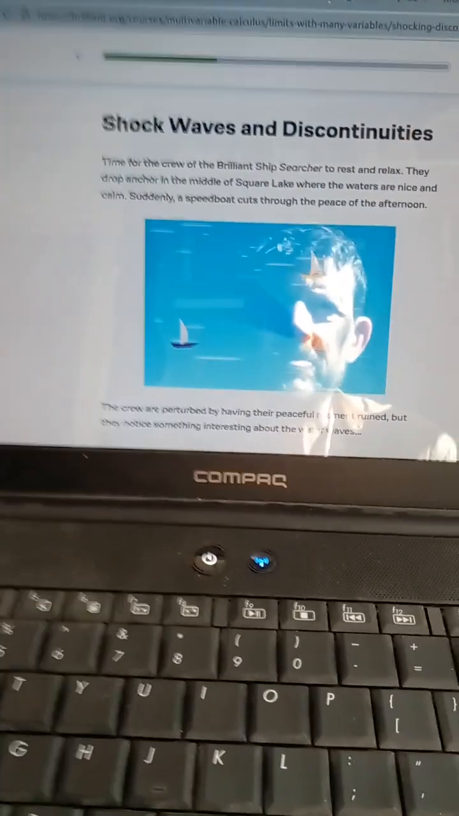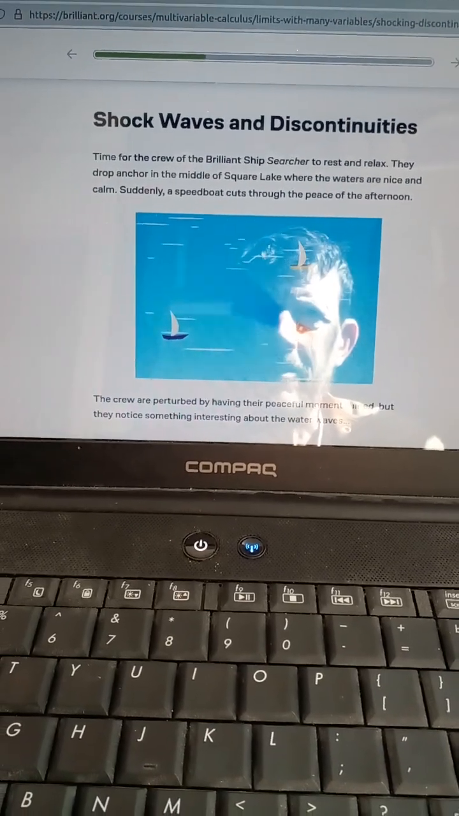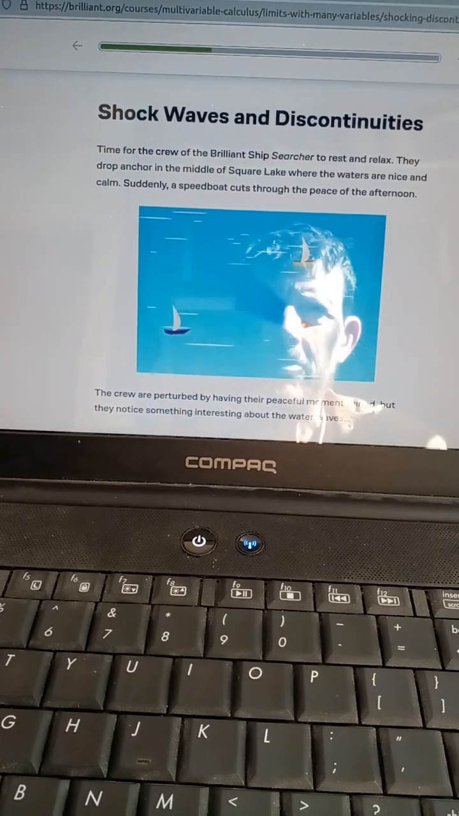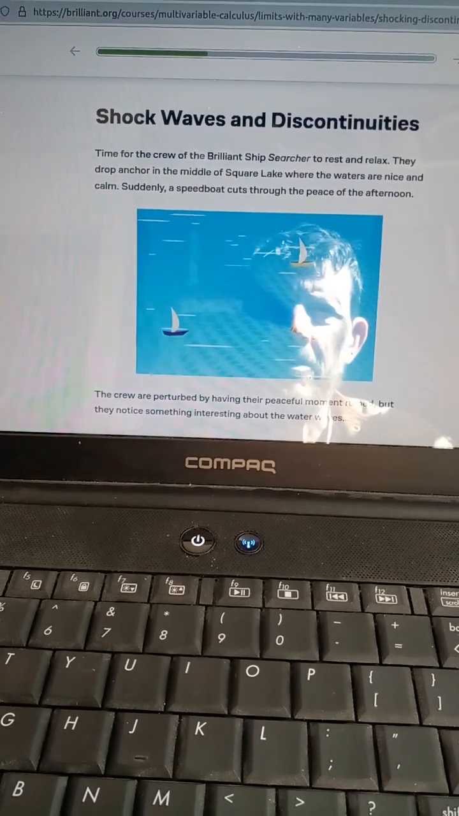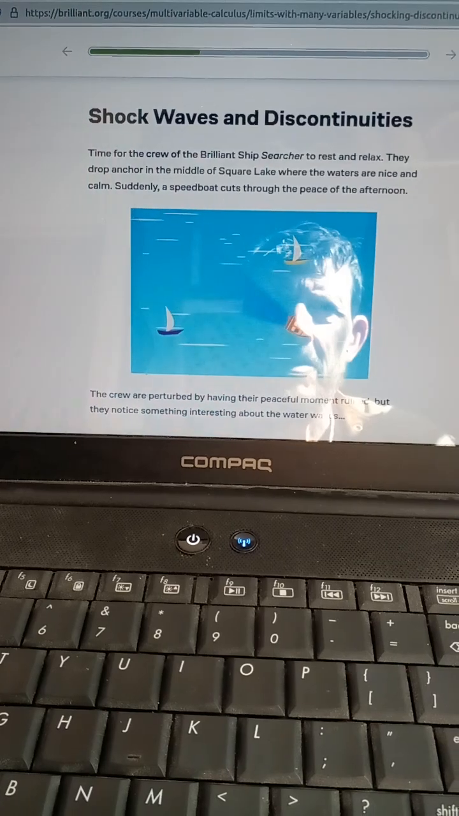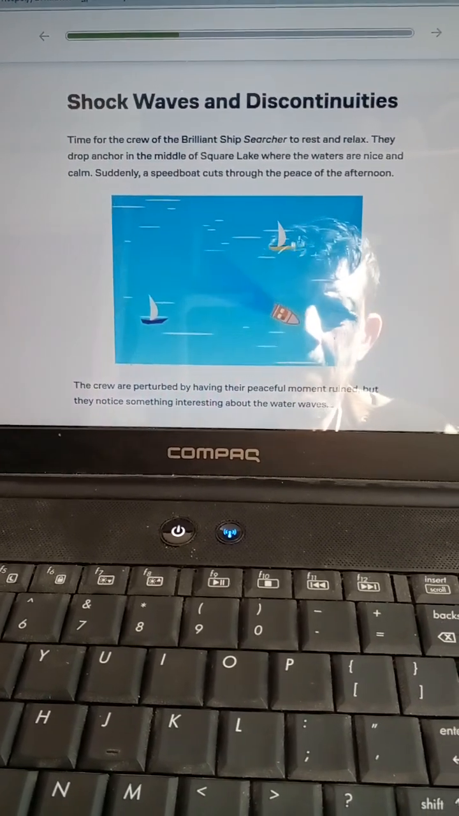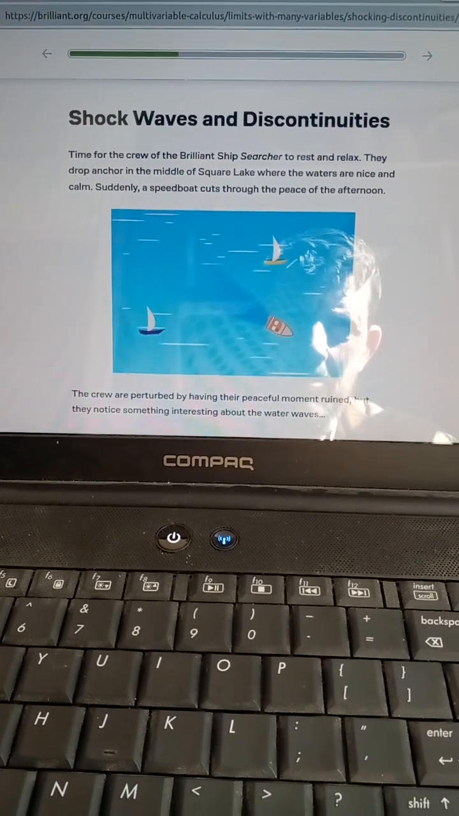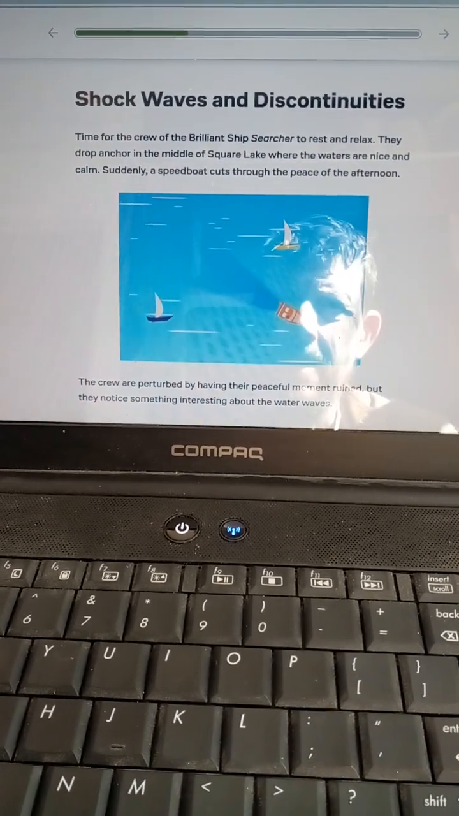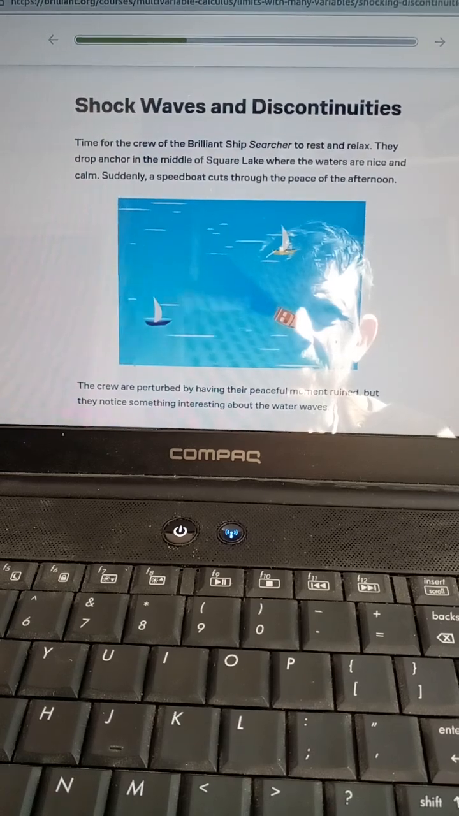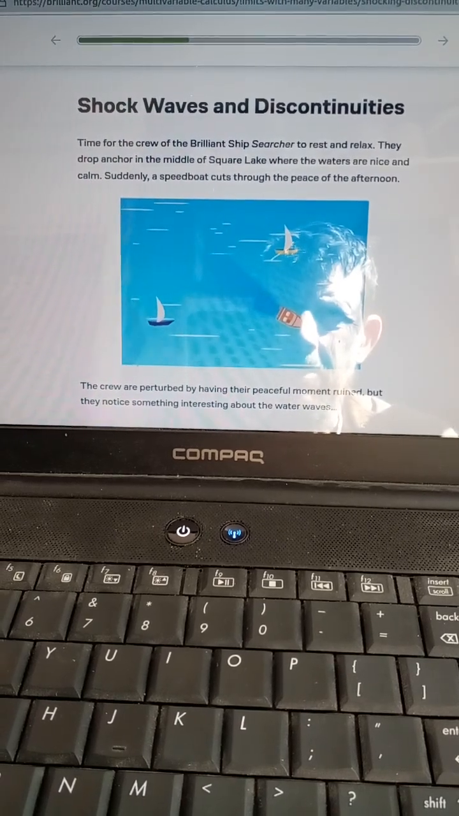This is Brilliant's multivariable calculus course, limits with many variables, and they tell you a little story about a boat.